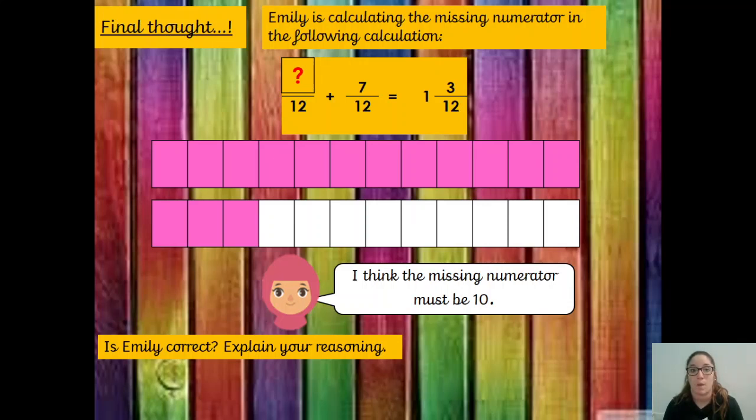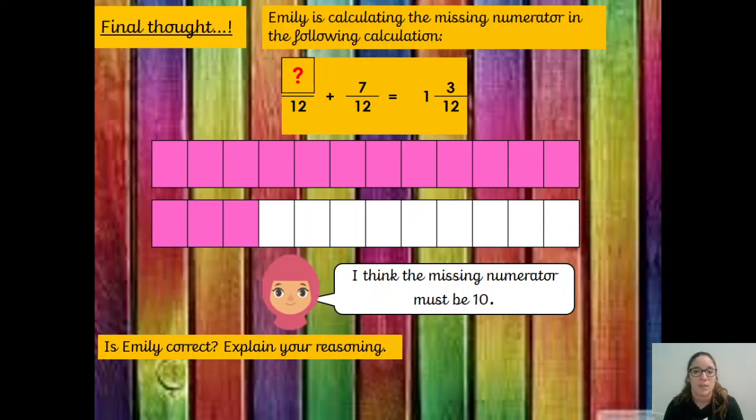You might want to write this down in your books as well in your blue pen. You might want to write the question out. This will be a really good thing to do. Write the question out. Explain if Emily is correct or not. If she's not correct, can you explain why? Explain what the answer should be. See what you think. So pause the video, have a discussion about it in the classroom, in the bubble. If you're at home, perhaps you might want to try it out. Add 10 in where the question mark is and see if it's right.